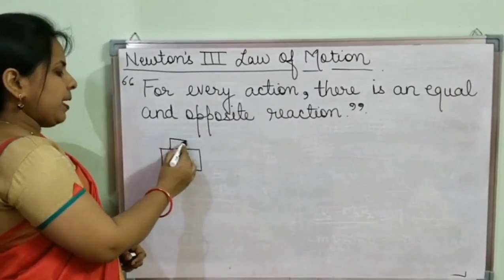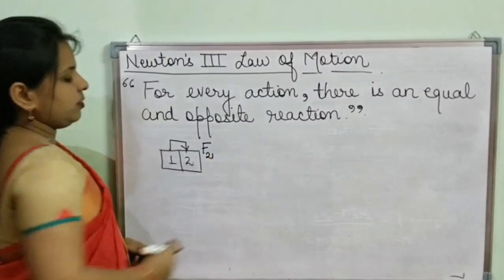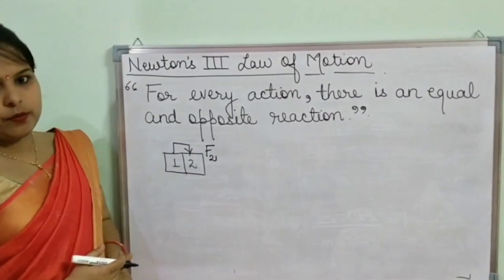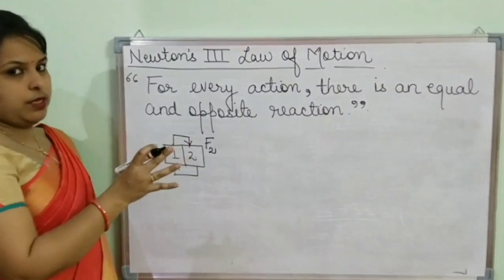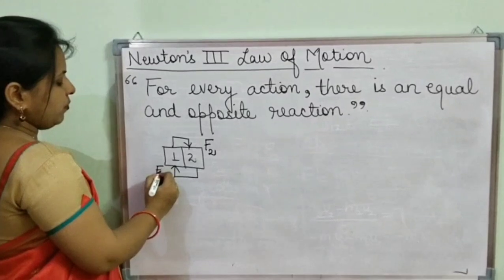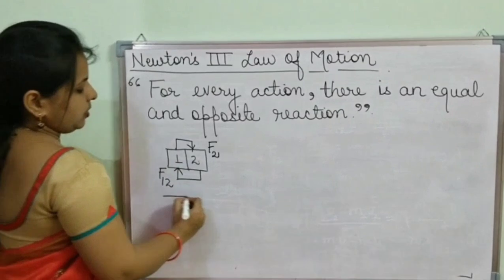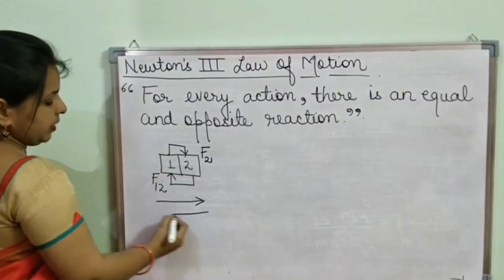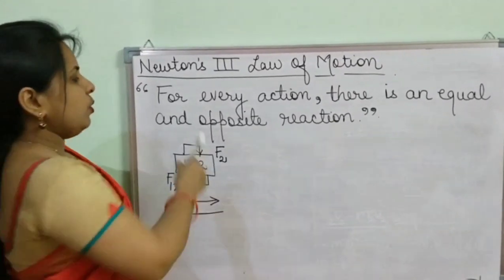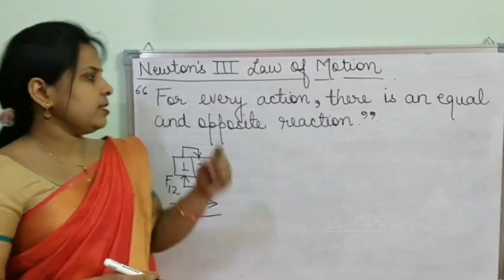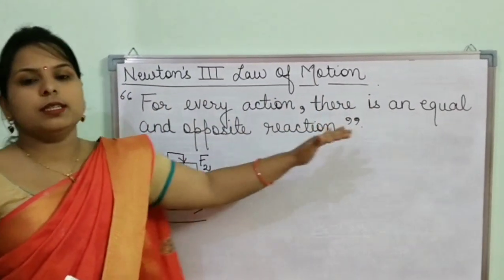Let us suppose there are two bodies, okay? If first body applies some force on second body, let us suppose this is F21. Only first body will not apply force on second body. Rather, second body will also apply same force, same magnitude of force on first body but in opposite direction. If first body is applying force on this direction, then second body will apply same force on the opposite direction. So, statement of Newton's third law of motion is, for every action, there is an equal and opposite reaction.